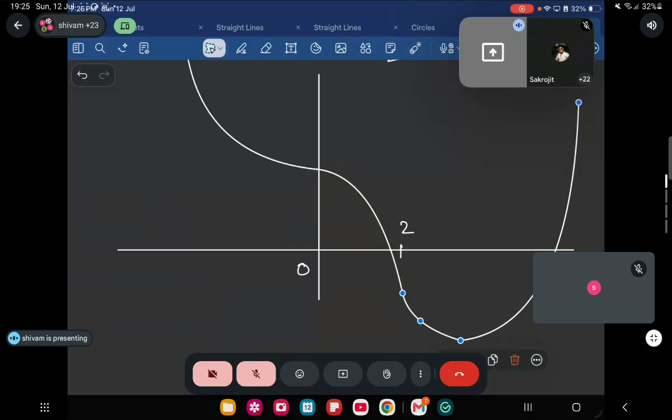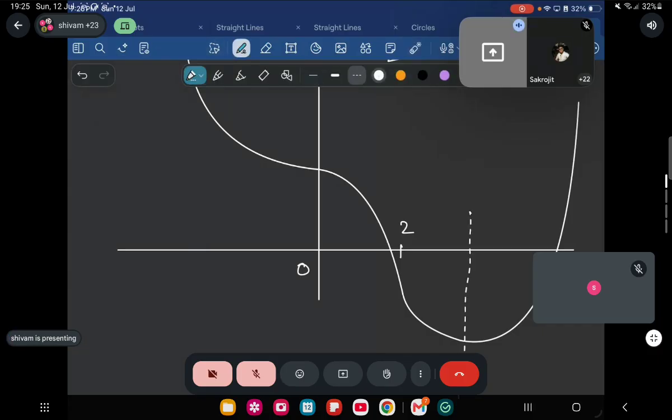Tell me, is it clear, Ritam? Anyone having any doubt, you can ask me. Tell me, those who are online, everyone understood how I drew the graph?